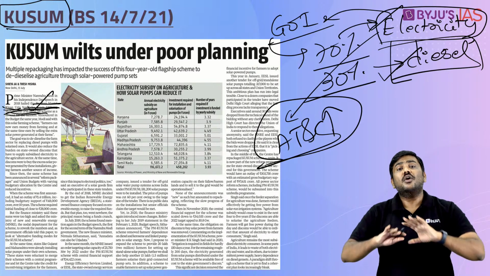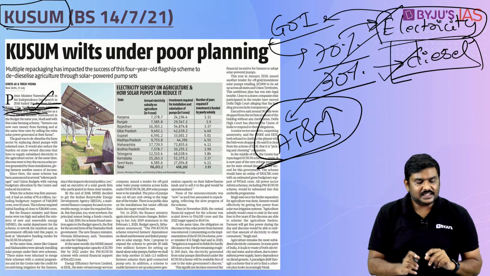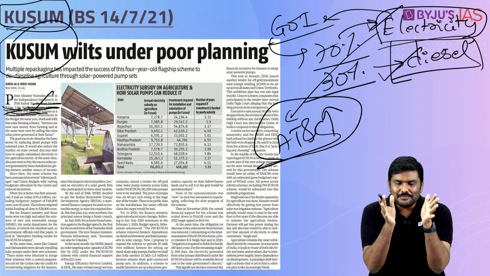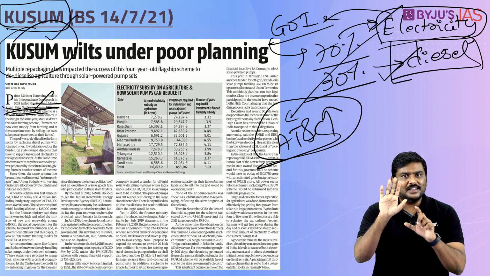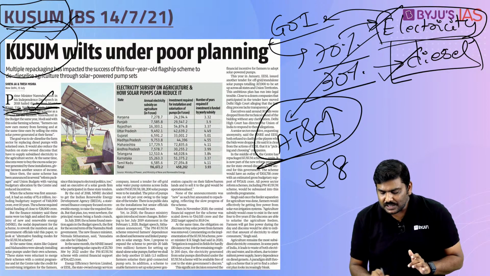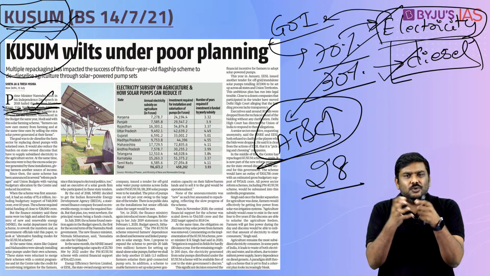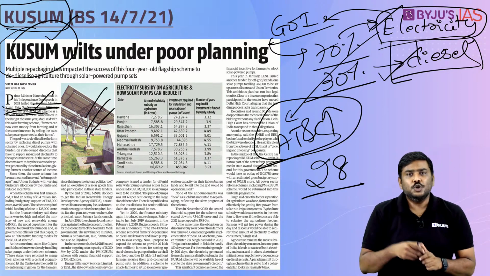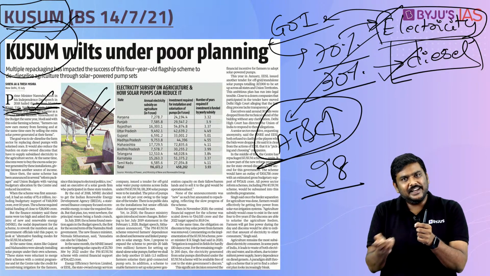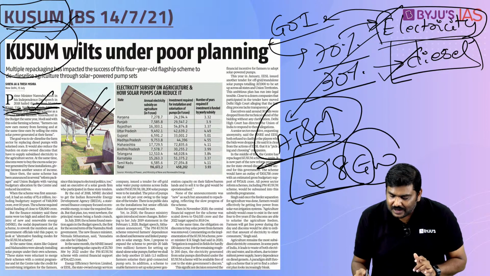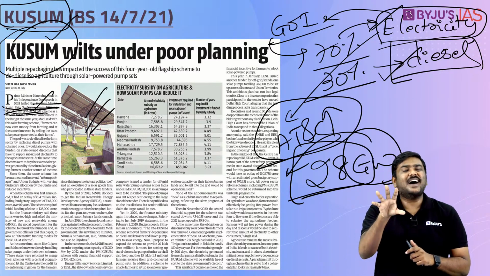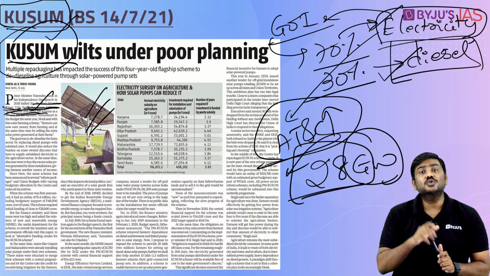For all of this, the basic scheme that was announced by the government was the Kusum scheme. Under this, basically they stated, we want to use solar pumps, that is basically utilization of solar panels to generate electricity and to pump the water. So 28 gigawatt of solar pumps was the target under this particular Kusum scheme.